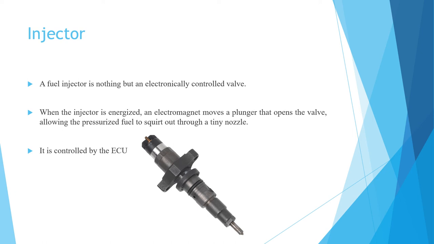When the injector is energized, in between them there is a plunger, which moves with the help of the electromagnet. When this plunger moves and the valve opens, it allows the pressurized fluid to squirt out through the tiny nozzle. These are totally controlled by the electronic control unit, as I said.